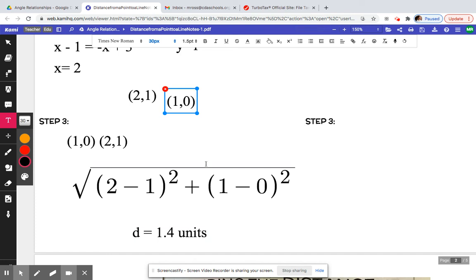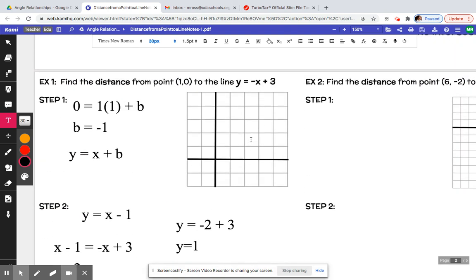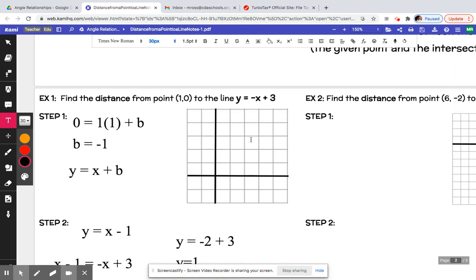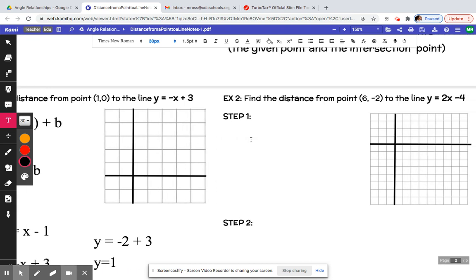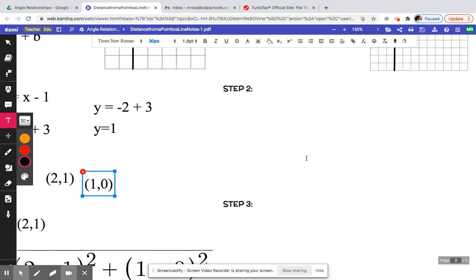I know I went kind of fast on this, but I feel like you're going to pick up on it pretty quickly, because it's everything that we've already learned. We're just plugging little pieces here and there into one concept. I want you to go ahead and try example 2, give it a shot, and see how you do, following the steps. If you have any questions, please let me know.